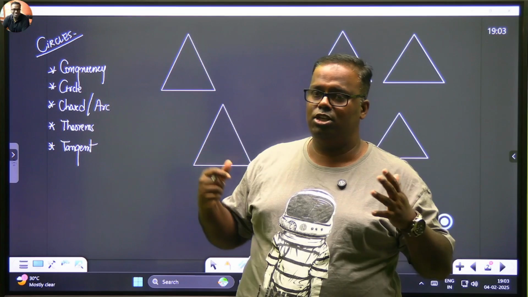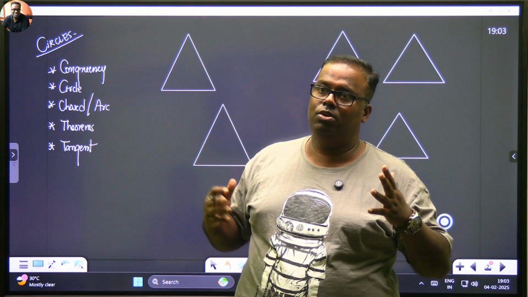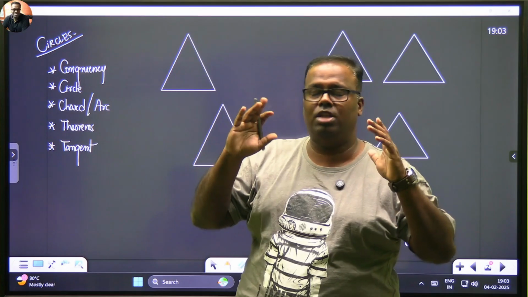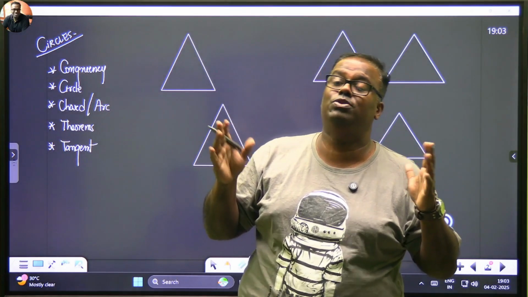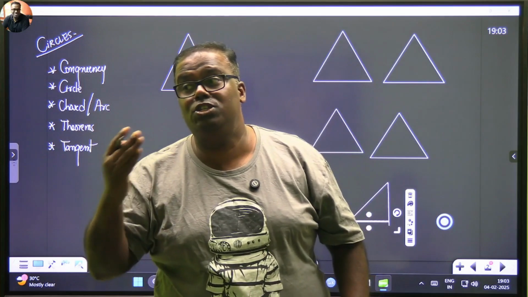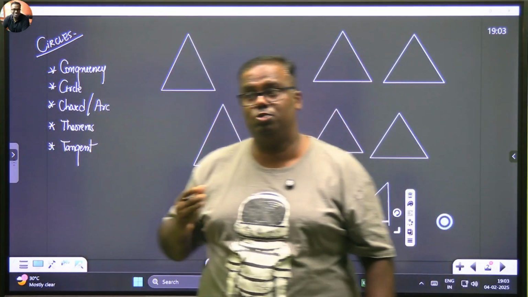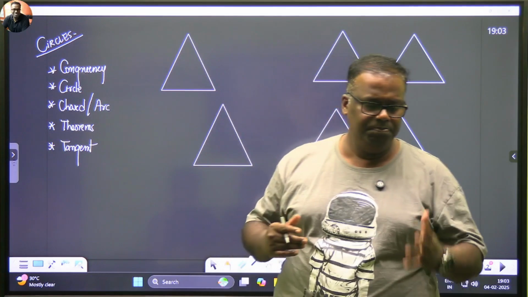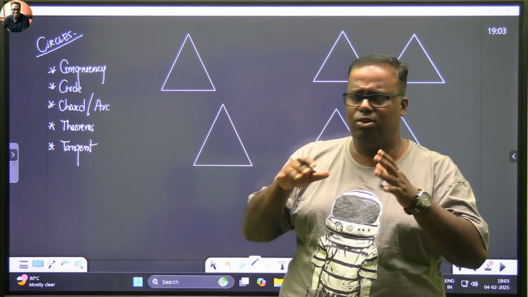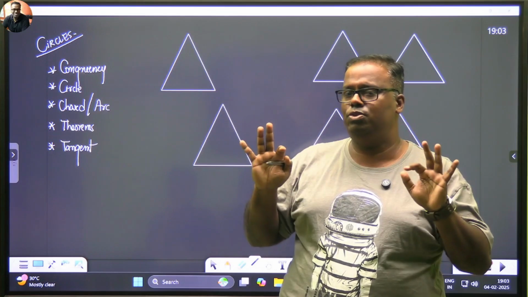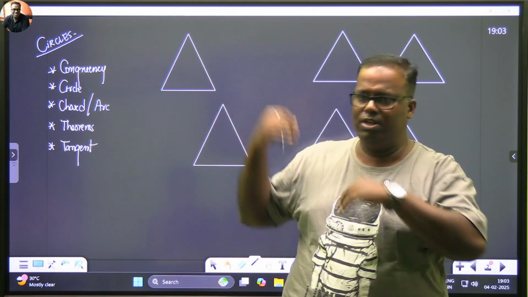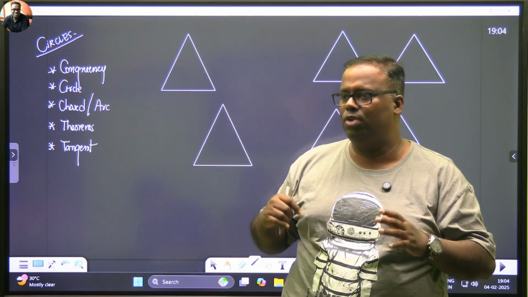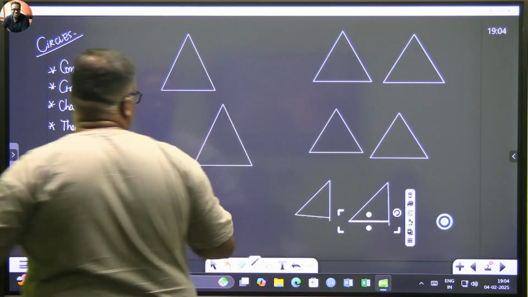If two triangles are congruent, their corresponding angles will be the same. Corresponding, remember, corresponding. Okay. We'll take a very easy way. And there are four ways in which we see congruency. So I'll just revise those four ways so that it becomes easy for us to understand. Okay. So let's take the first way.